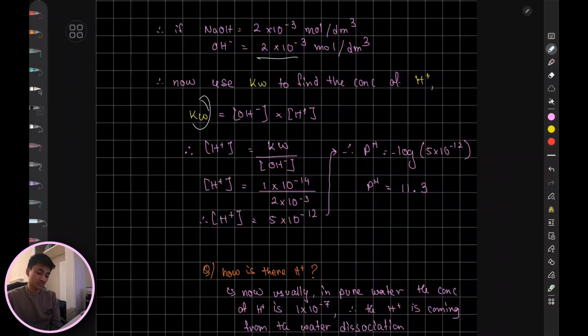So KW is equal to OH minus concentration times H plus concentration. Now you make H plus the subject, and you know the KW value. The KW value is 1 into 10 to the power minus 14.